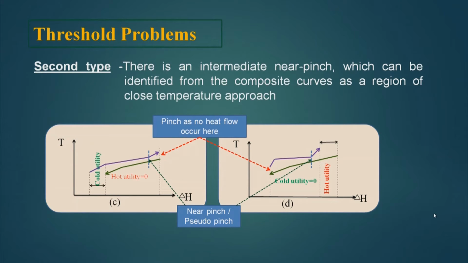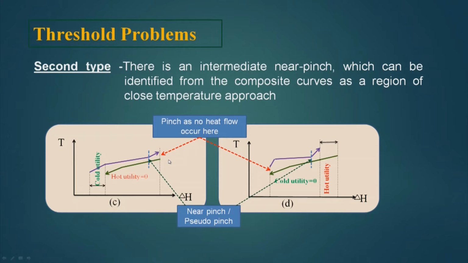Now, the second type of problem is where there is an intermediate near pinch, which can be identified from the composite curves as a region of close temperature approach. This is the pinch area where there is no flow of heat, and this is the non-utility end. Then when we go from the non-utility end, we find an area here which is a near pinch area or a pseudo pinch area, and then the delta T increases, and this is an area where cold utility is required.